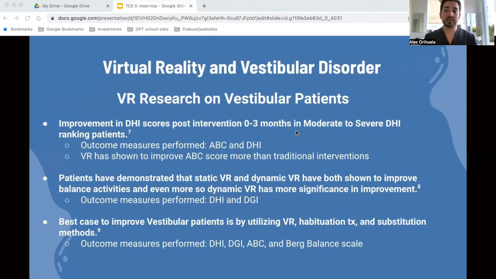While virtual reality has excellent outcomes, research shows that the best way to treat a patient is by using virtual reality with other conventional and/or habituation exercises.